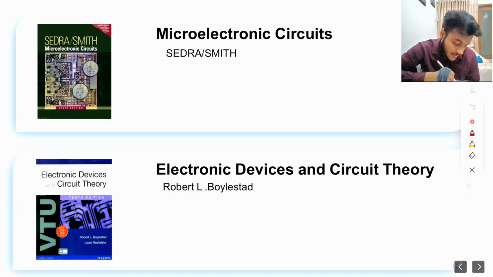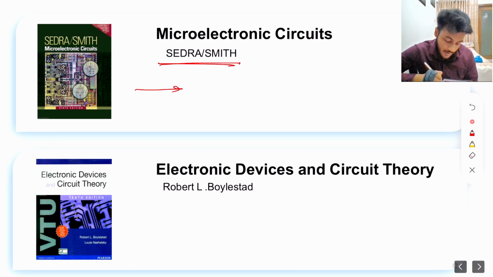Finally, here are some references that we will follow in the future. If we want to do complicated math, we can follow Sedra Microelectronics, and if we want to know in depth, it's better to follow Robert L. Boylestad, Electronic Devices and Circuit Theory.